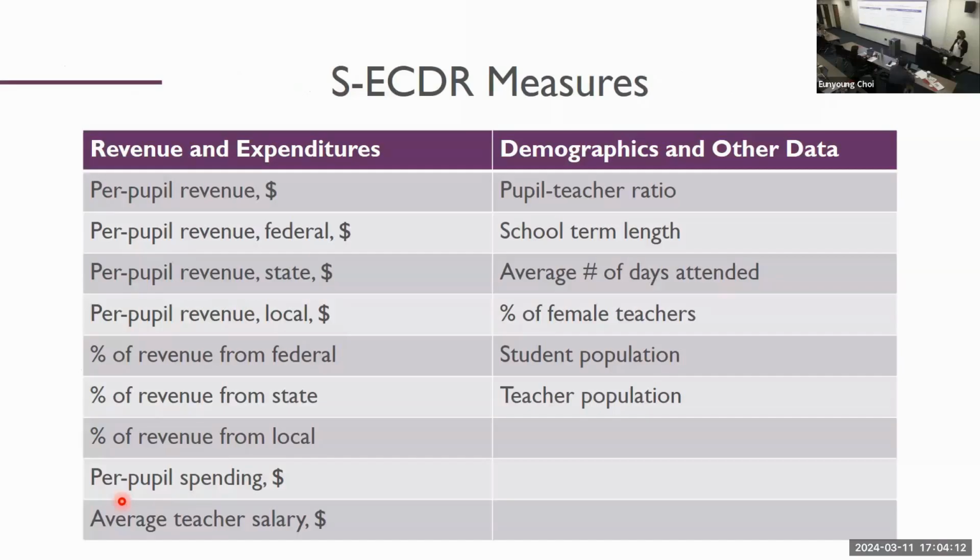They include several measures on revenue. So per pupil revenue at the federal, the state, and the local level. The percent of the revenue that came from these different sources, per pupil spending, average teacher salary, pupil-teacher ratio, the school term length, the average number of days that students attended school. We also have some information on gender, like the percentage of teachers that were female, and then we have the total student population, the total teacher population.